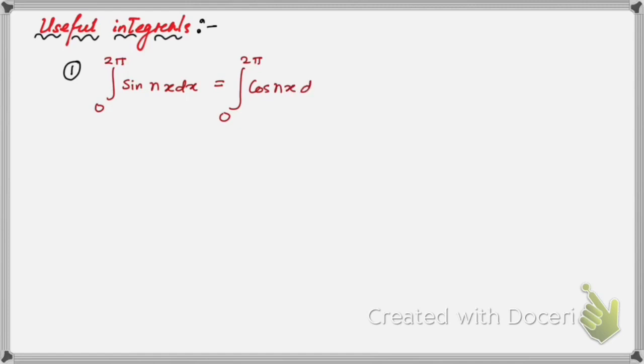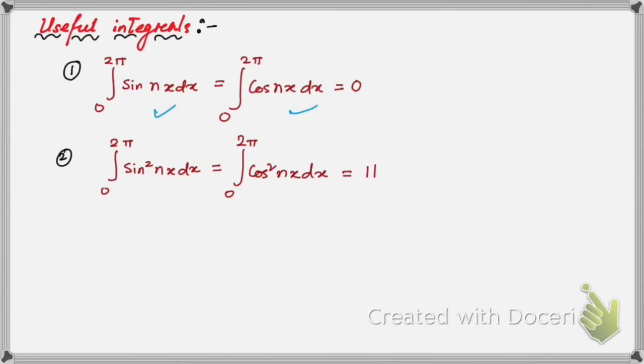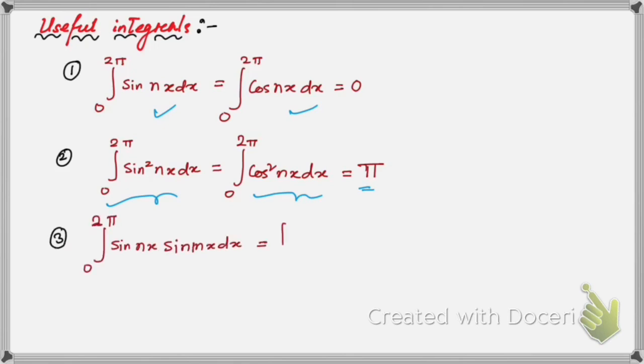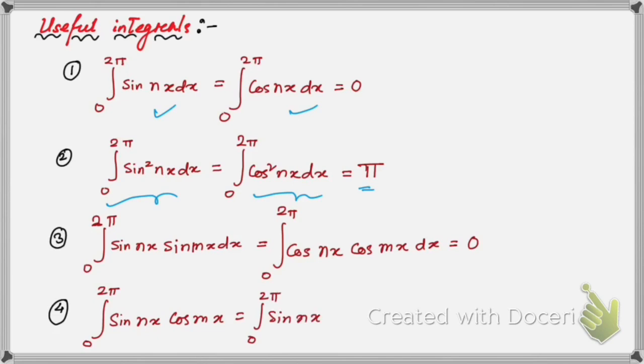So here let me write some useful integrals. These are very useful integrals. This is equal to 0 and this is also equal to 0, both of them are equal to 0, right? This one as well as this one. Similarly these two results, this one and this one, both are equal to pi. Similarly these two integrals also, this one and this one, both equal 0. So similarly we have got this result also 0, right? So these are very useful integrals.